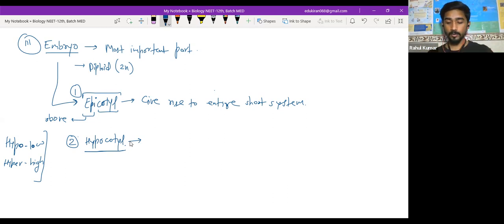So write down, hypocotyl is the first tissue that emerges out of the seed during germination.